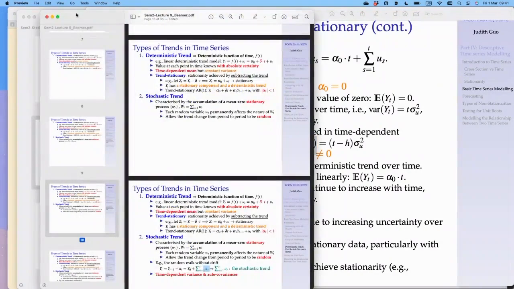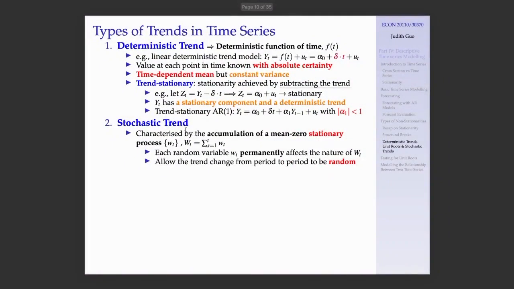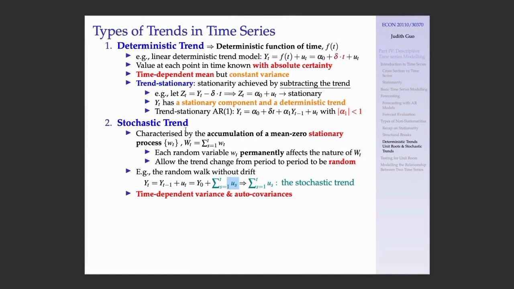So this is essentially the characteristic of a stochastic trend. We have a time-dependent variance and autocovariances. Now, because the nature of the trend is different, okay? Deterministic trend, predictable. Stochastic trend, non-predictable. That implies in order to achieve stationarity, we need to use a different approach. So a stochastic trend series can be made stationary via differencing. And therefore, we call models with stochastic trend difference stationary.